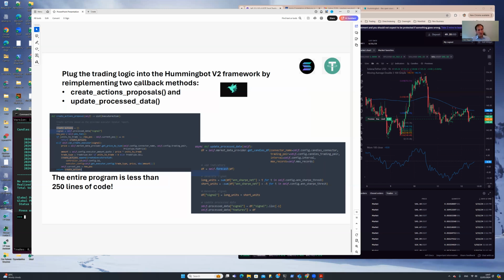Then this trading logic is plugged into the Hummingbot V2 framework by re-implementing two callback methods. The first is create action proposals, where it reads the signal, calculates the position, and sends trades to the smart components to be executed. The second callback is update process data, which reads the data, recent bars, and calls the forecasts. So the entire program is less than 250 lines of code, which is great for a relatively sophisticated strategy.